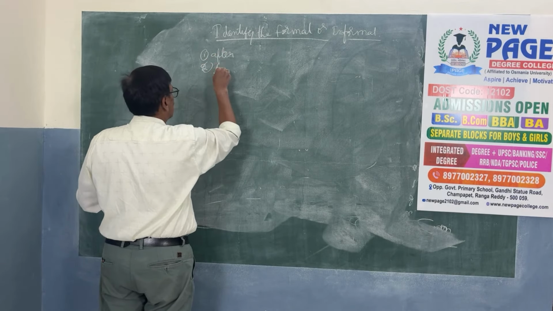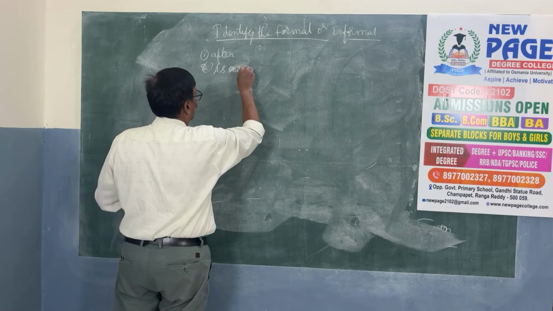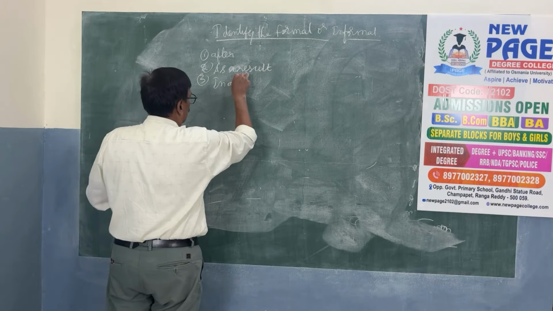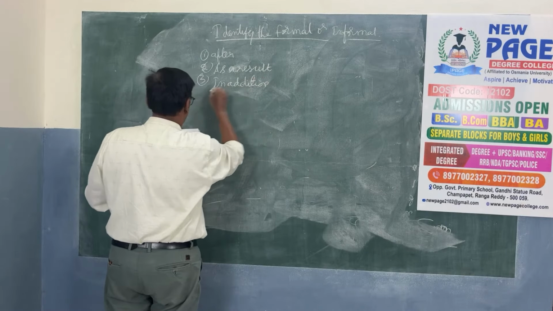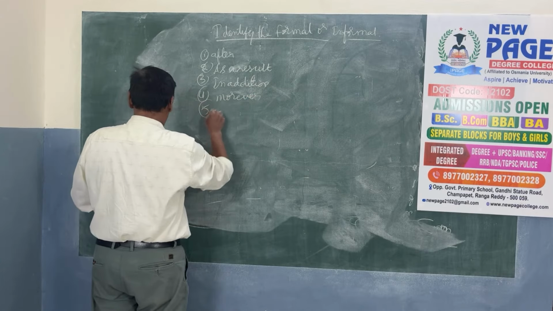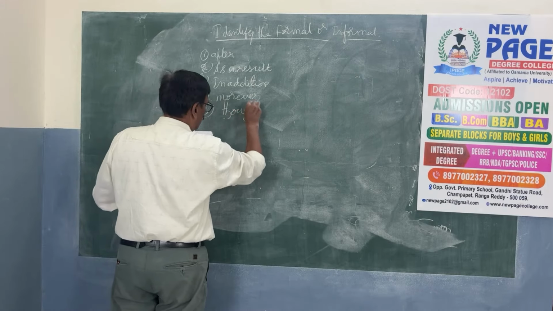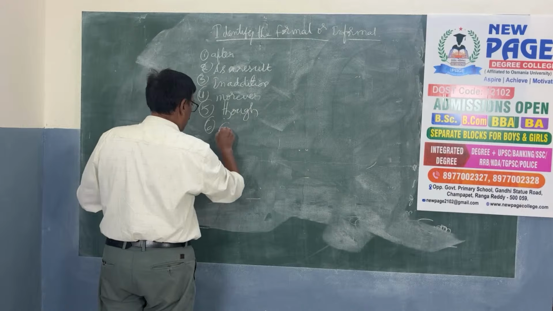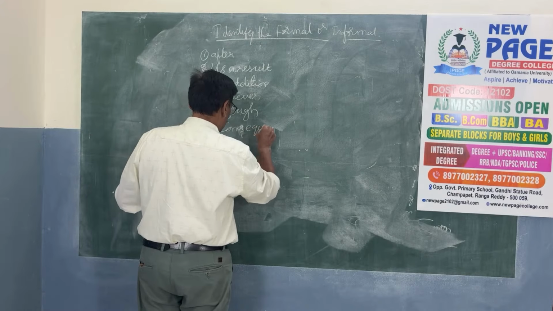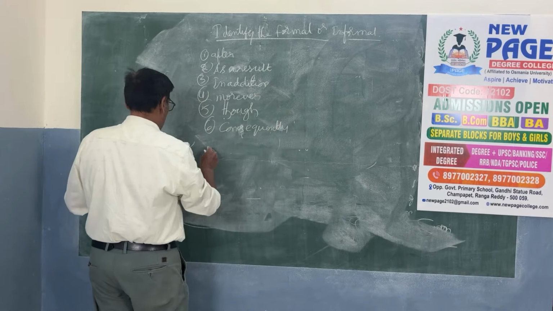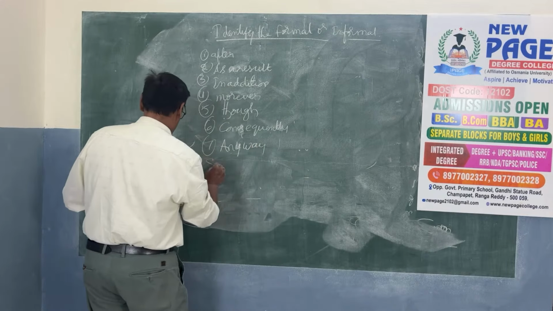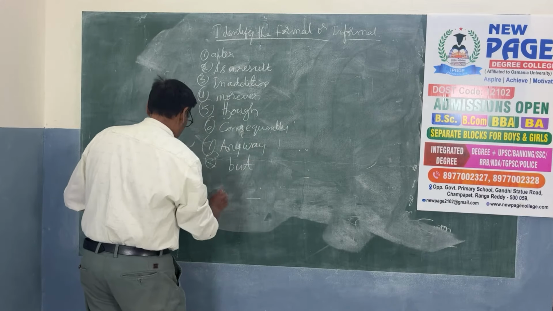Second one, as a result. Number 3, in addition. Number 4, moreover. Number 5, though. Number 6, consequently. Anyway. Number 8, but, besides.